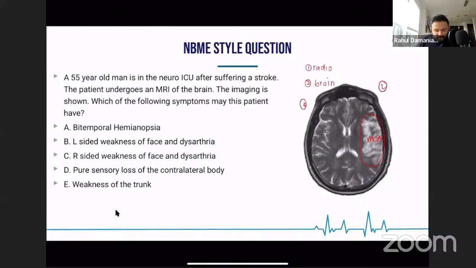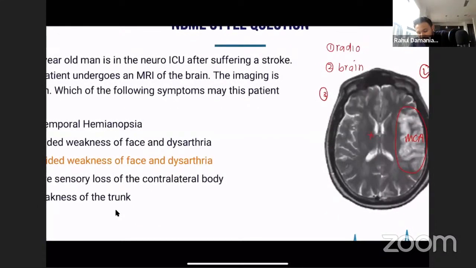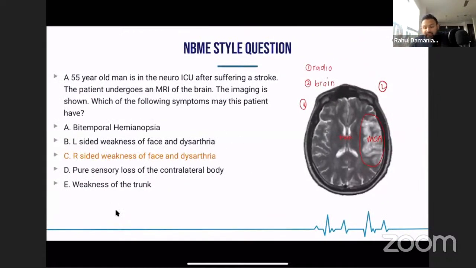Excellent. Very good. Very proud of each of you. And if you said right-sided weakness of face and dysarthria, you are absolutely correct. Now, ladies and gentlemen, remember that when it comes to strokes, you want to integrate the homunculus. That's very high yield for you to know. The trunk is going to be in your ACA territory, whereas the face and the upper limb is going to be in your MCA territory, along with your language centers, specifically your dominant language centers, which is the left side.